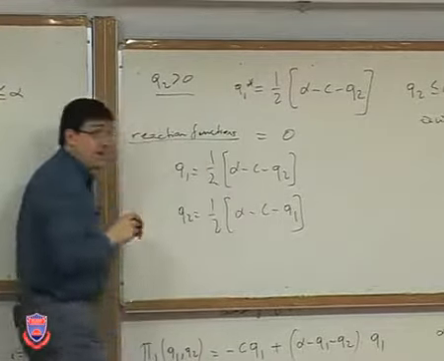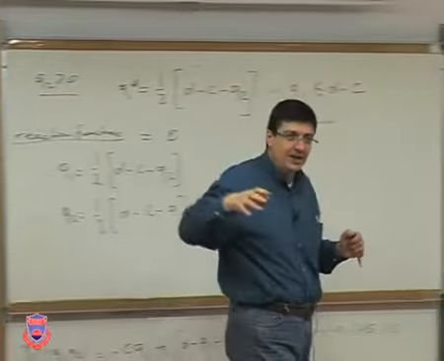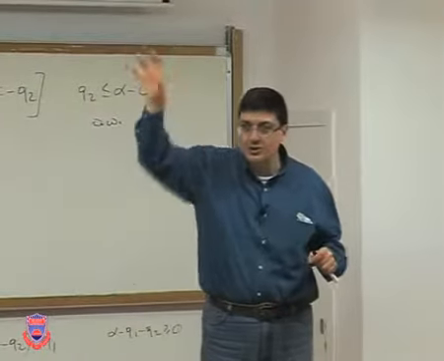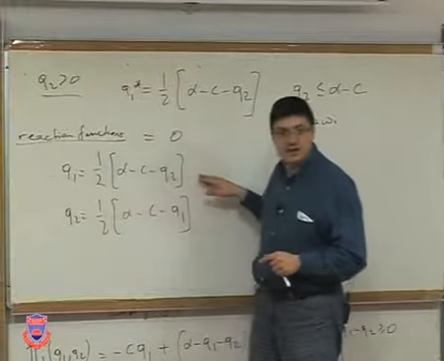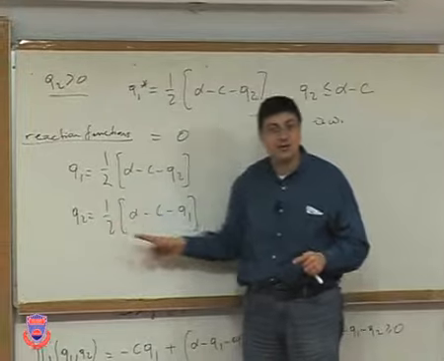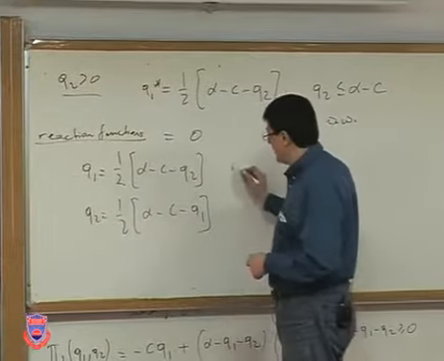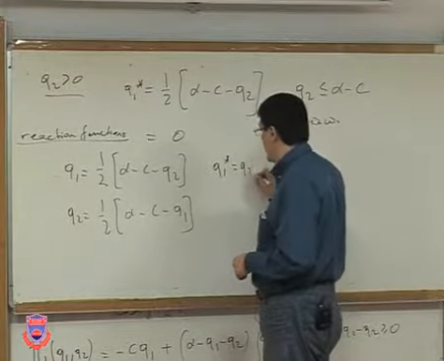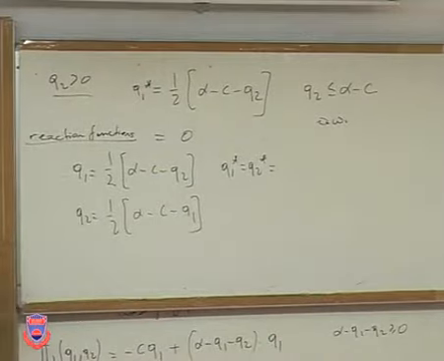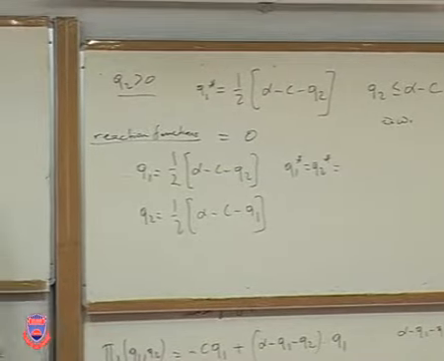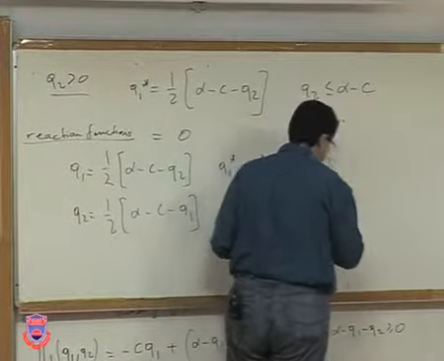How did we find the reaction functions? Given Q2, I optimized my own objective function, obtained the best possible action for myself, which is a function of Q2. I wrote that equation here. I did the similar thing for firm 2. I have two equations, two unknowns. And you can see that at optimality, Q1 star is equal to Q2 star. Why? Because it is completely symmetric. And then the result is 1 over 3 times (alpha minus C).